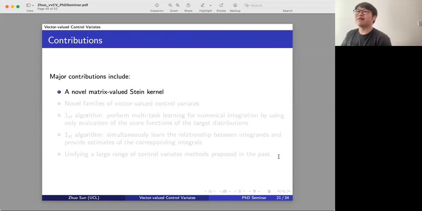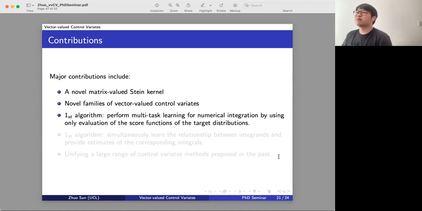To summarize, the major contributions include: we propose a novel matrix-valued Stein kernel, and this novel Stein kernel results in novel families of vector-valued control variates, because we have shown that it can recover the polynomial cases, so the original form of the control variates. We can also use the sum of kernels as our base kernels. That would also recover the stochastic version of the semi-exact control variates proposed by Li et al.